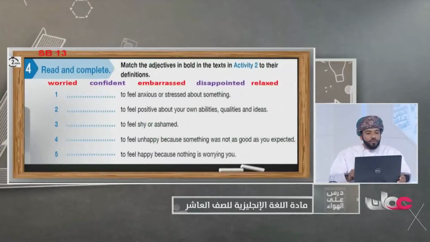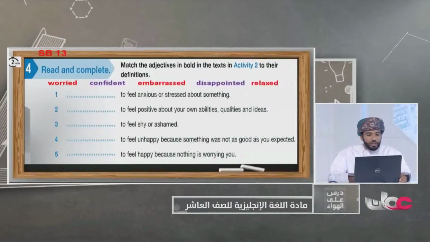Okay, now let's move, guys, to know more words that are related to a healthy lifestyle. And here in this activity, in your skills book, page 13, activity number 4, we have also some vocabulary words with their definitions. So the question said, match the words in bold in the text in activity number 2 to their definitions. Now, what are these words? The first one is worried, the second one is confident, the third one is embarrassed, then we have disappointed, and the last one is relaxed.